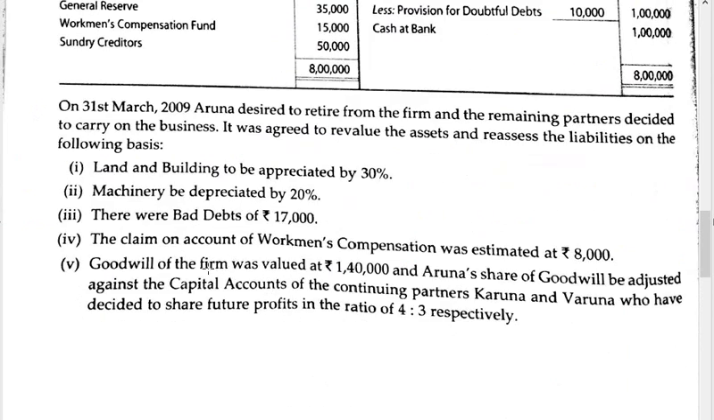Okay, now goodwill. He says goodwill of the firm was valued at 1,40,000 and Aruna's share of goodwill be adjusted against the capital of remaining partners. New profit sharing ratio is 4:3. Let's see the treatment of goodwill. Working note, okay? Goodwill.